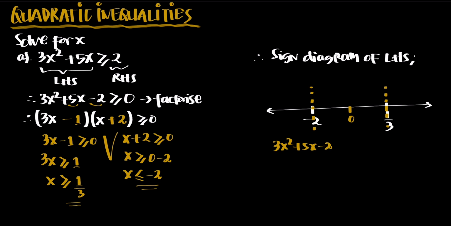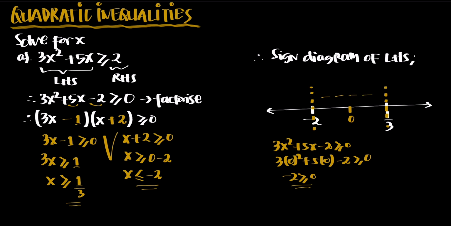So 3 times 0 squared plus 5 times 0 minus 2 ≥ 0. So then this is 0, 0, -2 ≥ 0. Is -2 bigger than or equal to 0? No. That is smaller than 0. So this is the area of negative.